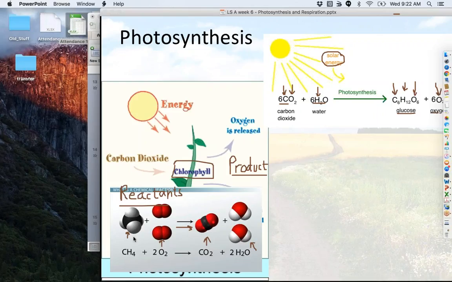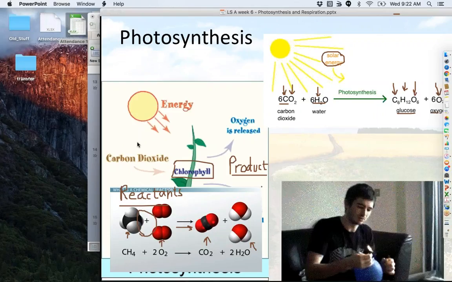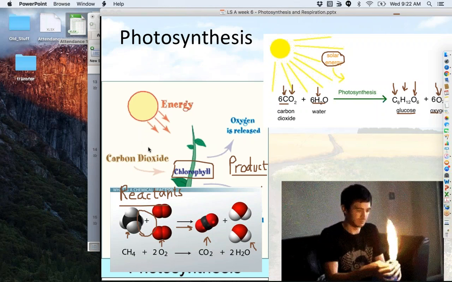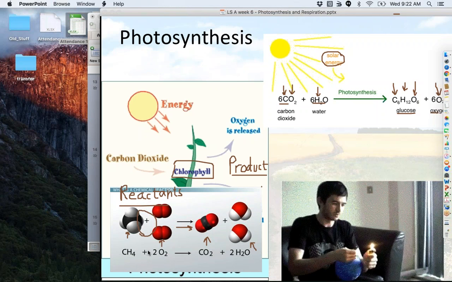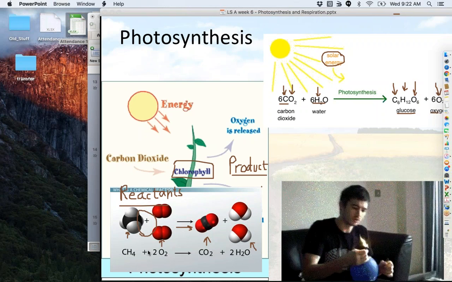Now when methane combines with oxygen, does anyone know what's actually going on? Do you know what methane is? Maybe you may not. It's okay if you don't. Methane, you see, is natural gas. So when you combine it with oxygen, which is in the air, it basically means you're burning it. Which I would advise you never to do at home, is what you're doing when you're doing this chemical reaction of turning methane and oxygen into carbon dioxide and water.